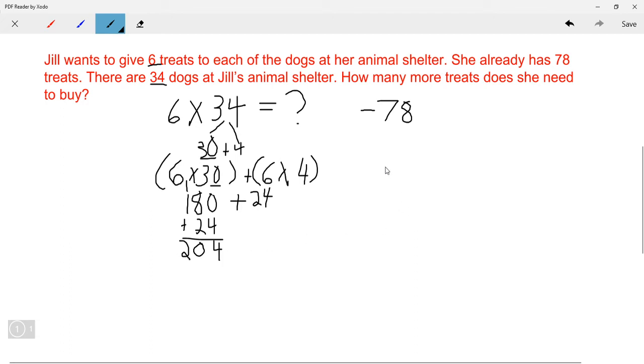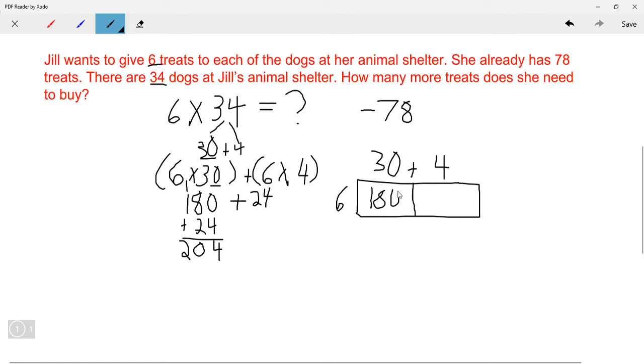We can also do the box method, the area method, the window method. There's a couple of different ways to do it, and it's pretty much the same as partial products. We're just setting it up differently, where now we're multiplying 30 and 4. We're doing this 180. Right, we already got these answers, 24. And then we would just add these up exactly like this.